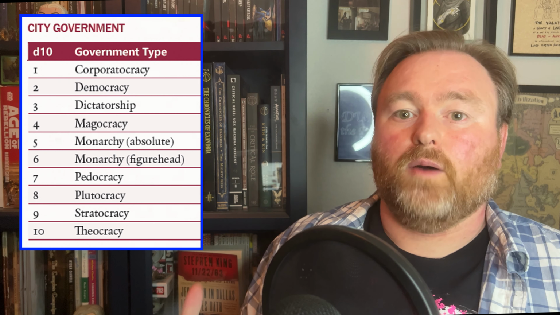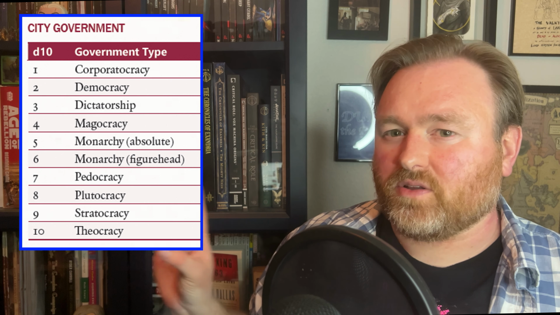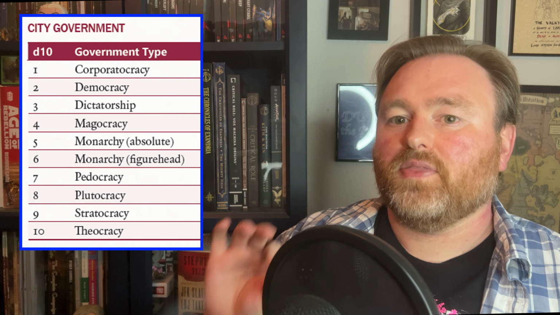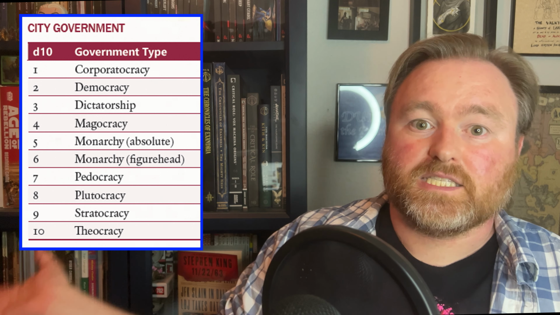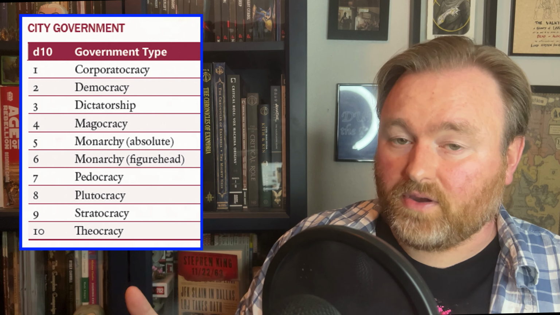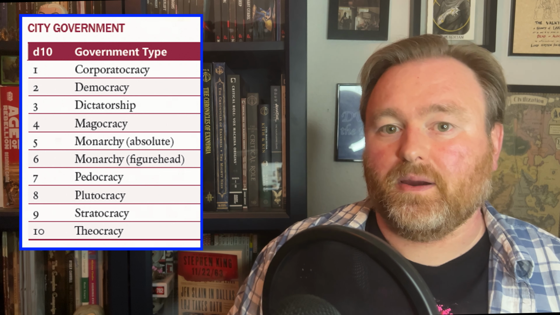Then there's some info about the different types of governmental structures. And while I think I've seen a chart like this in the Dungeon Master's Guide, there are other items on this one, like multiple different types of monarchy, depending on whether the ruler is a figurehead or not, or the corporatocracy, which is the world we live in here in America.